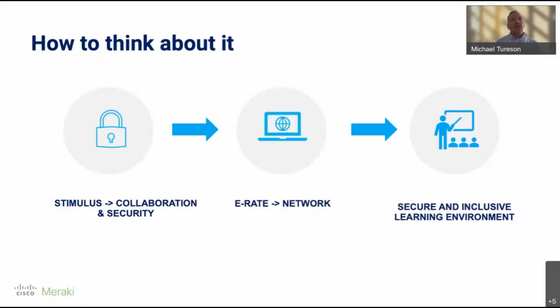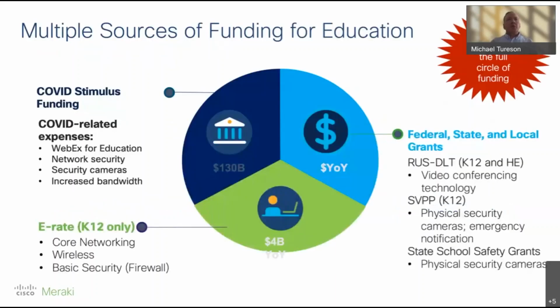And so the way I like to look at this is how to think about funding and what is the end goal. As we have the different silos of funding, we have the stimulus funding. What can this funding be used for? Whether it's collaboration, security, how can you leverage E-rate with your network, and then coming out at the end of that, being able to provide a secure and inclusive learning environment for your schools. So we'll just touch base on the multiple sources of funding for education, and go over a little bit about what it covers and how we can leverage this moving forward.